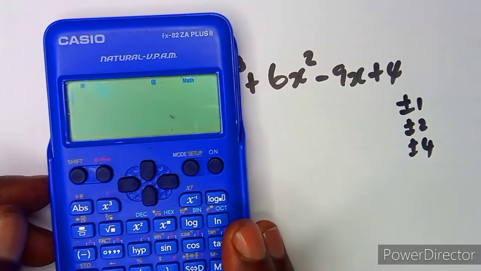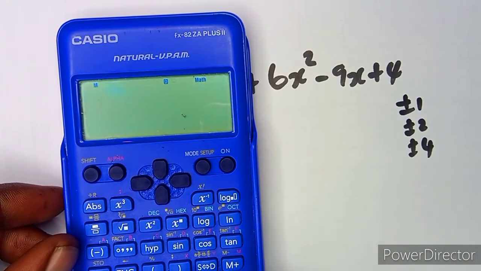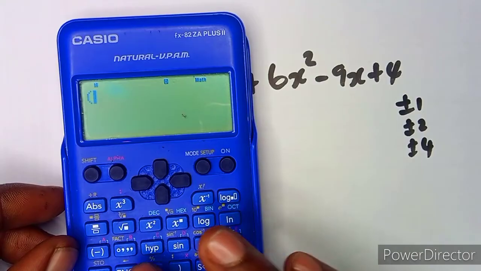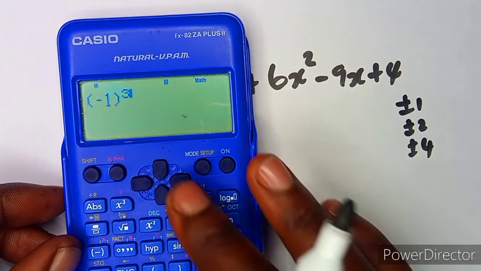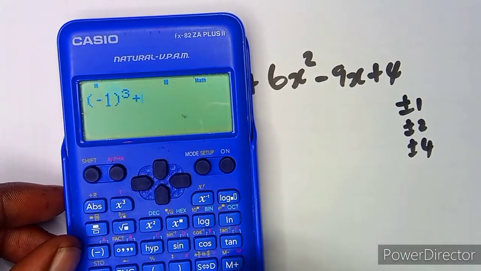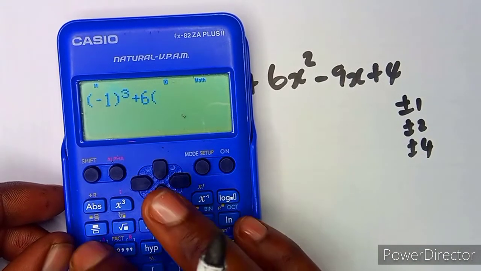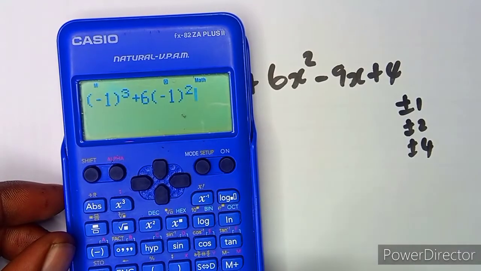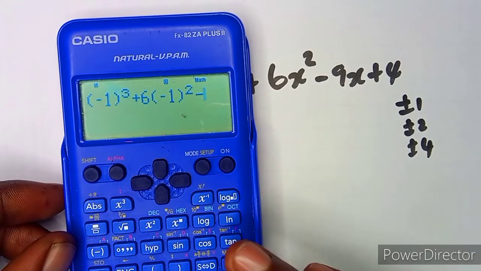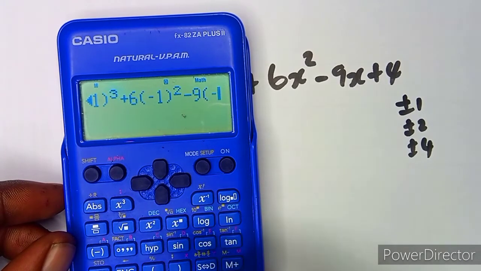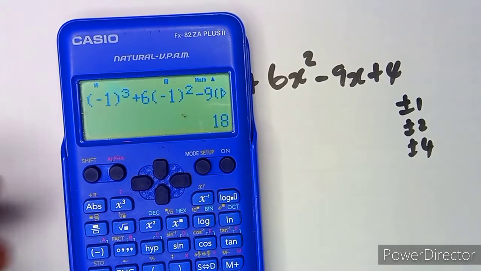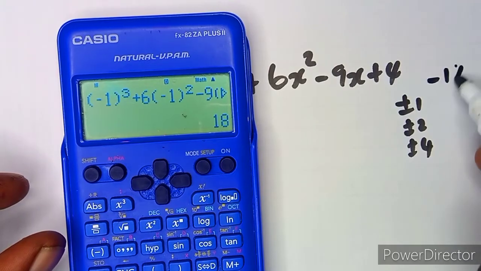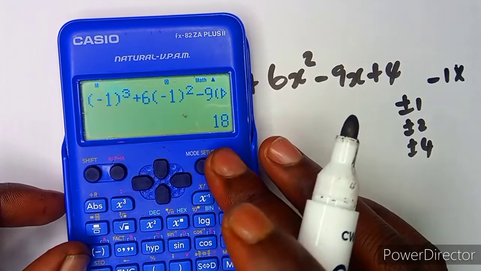Okay, so we have minus x cubed. Let's try minus 1. So that will be something like this, minus 1 cubed, plus 6x squared, plus 6 by minus 1 squared, minus 9x, minus 9 by minus 1, plus 4. Okay, this one is giving us 18. It's not giving us the value, which means minus 1 is totally out. We move on to plus 1.